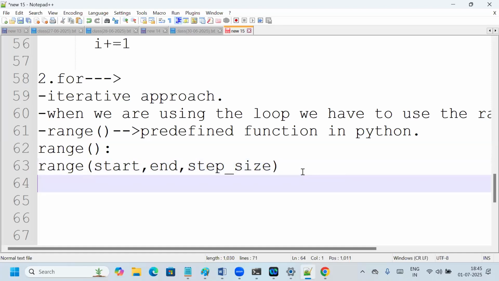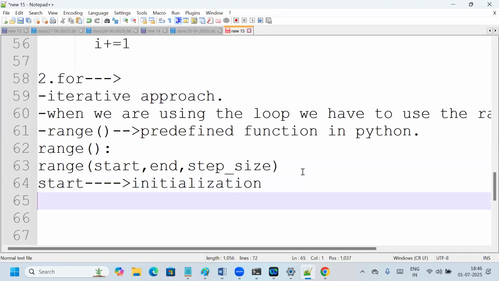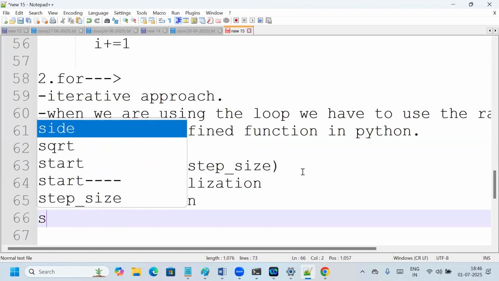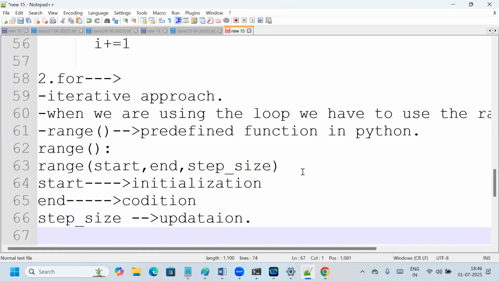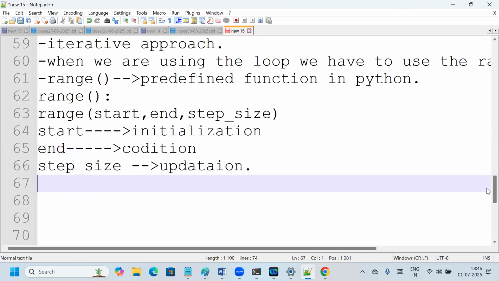Start means your initialization. The end is nothing but your condition, up to here you have to go. And the step size is nothing but the updation. But you are doing everything in a single line. So can you tell me any difference between while and for loop, apart from the way of representing? Do you see any difference?